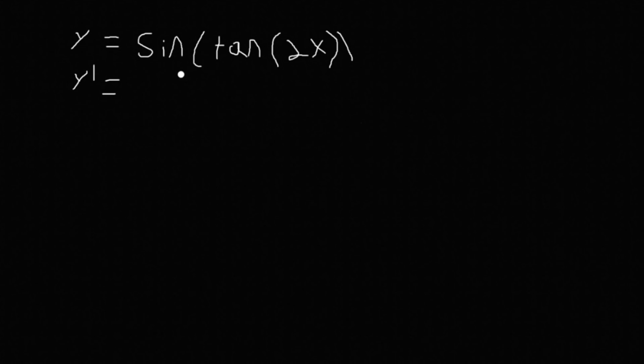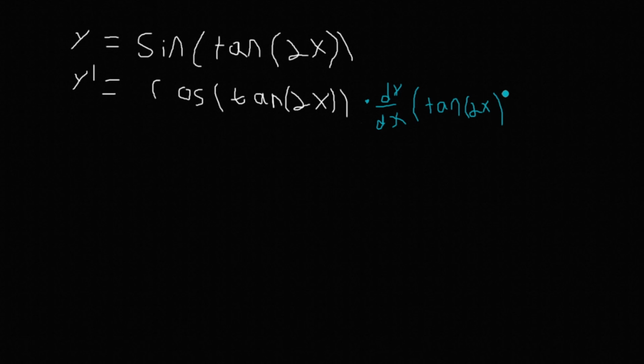So we have y prime, and we know that the derivative of a sine is cosine, and then we just stick the inside function in there, tan of 2x. So that part is easy. Alright, this goes to cosine, and this part remains the same, but it's not that easy because we have to multiply it by the derivative of the inside function. So we're going to say times the derivative, d dx of tan 2x.